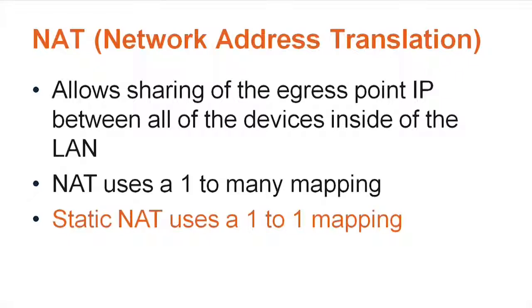So this was created in an effort to conserve IP addresses so that every computer inside the LAN did not need an external IP address. It's called NAT, or NATing. It allows sharing of the egress IP between all the devices inside of the LAN. NAT uses one-to-many mapping. Okay, so this is a test question. NAT uses one-to-many mapping. Static NAT uses a one-to-one mapping.